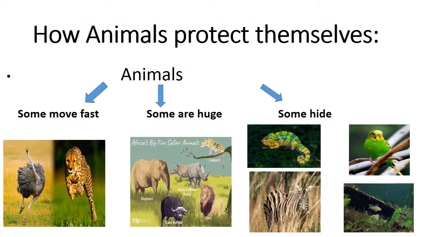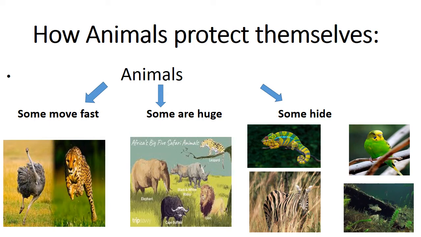How animals protect themselves. Basically, when we talk about protection of the animals, animals protect themselves in three ways. Some animals move fast. Here you can see examples of cheetah and ostrich, animals that move fast, they have strong legs. Some animals are so huge that they don't need to protect themselves, because their enemies will be afraid of their sizes. They are so big. Animals like giraffe, rhino, elephant, and lion.